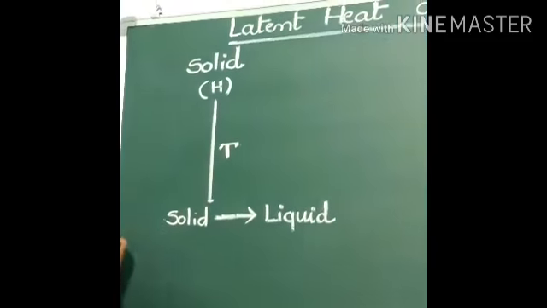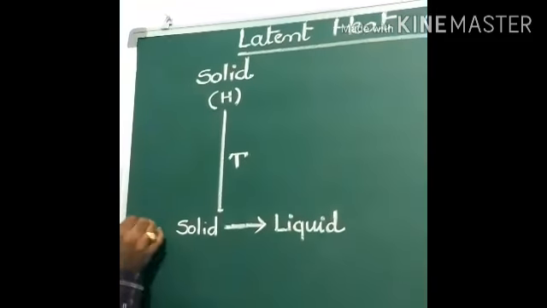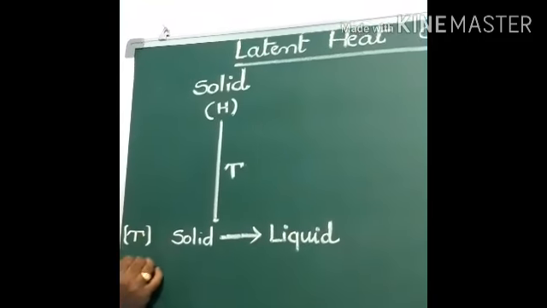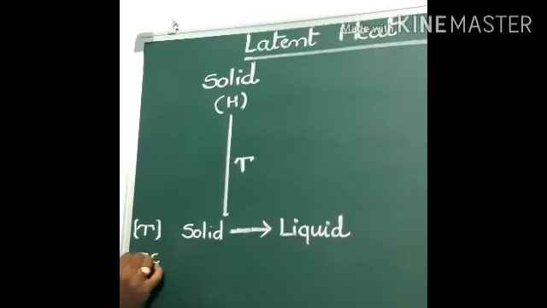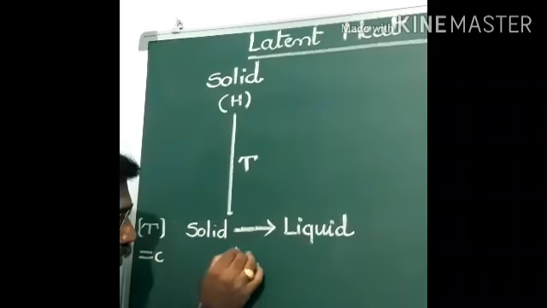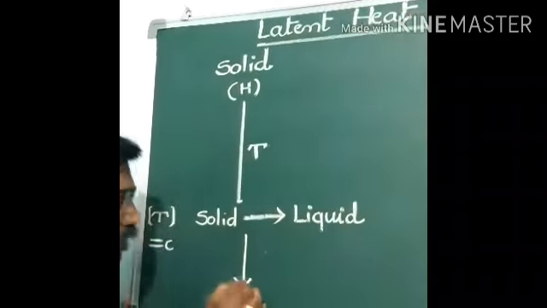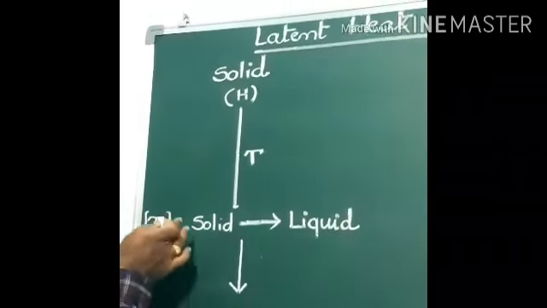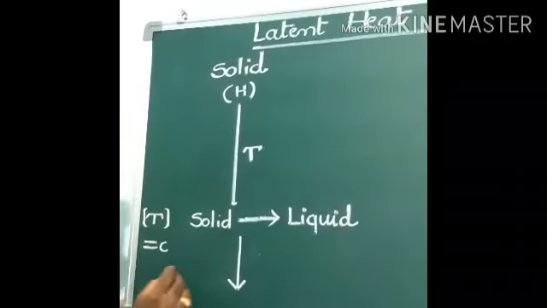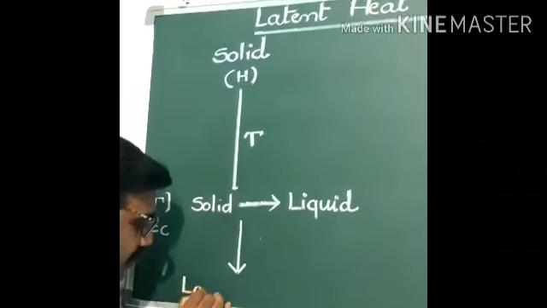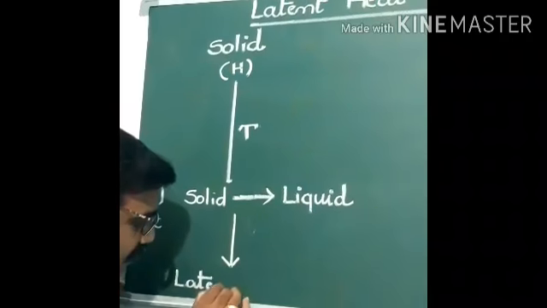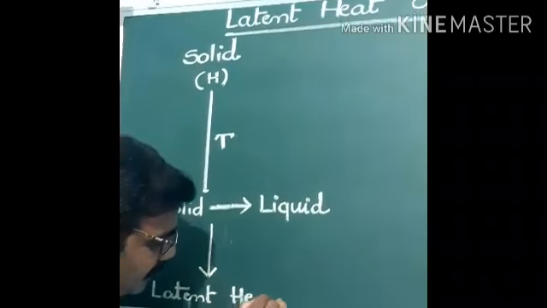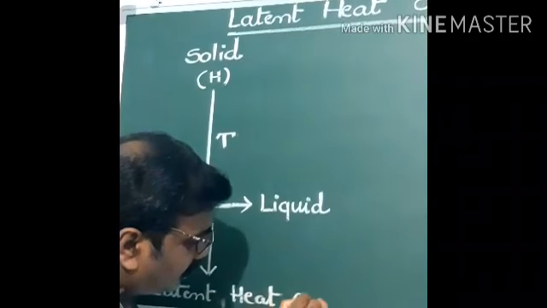Here temperature is constant. Of course, for conversion of solid to liquid at constant temperature, the heat is given. The utilized heat can be known as latent heat of fusion.